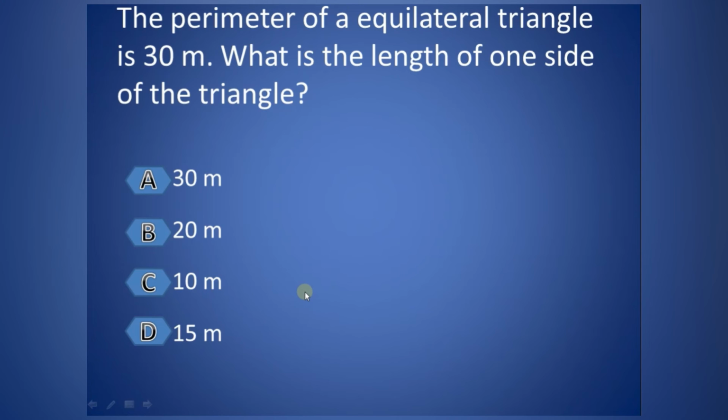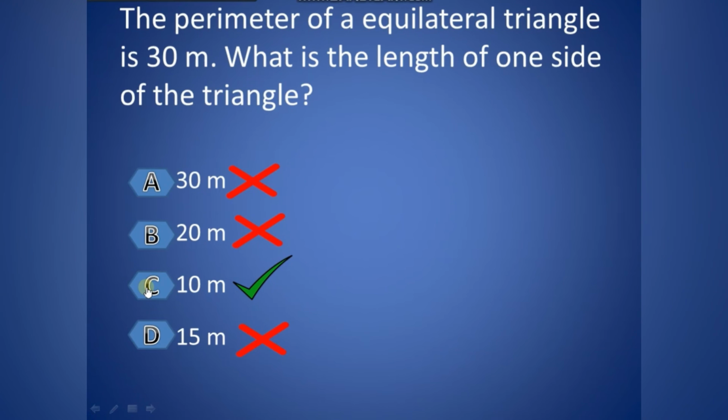So what is 30 divided by 3? Is it 30? No. Is it 20 meters? No. 30 divided by 3 is 15 meter? No, but C is the correct answer. 30 divided by 3 is equal to 10 meter, because on the triangle you'll have 10 on one side, 10 on another side, and 10 on the other side. And 10 plus 10 plus 10 is equal to 30.